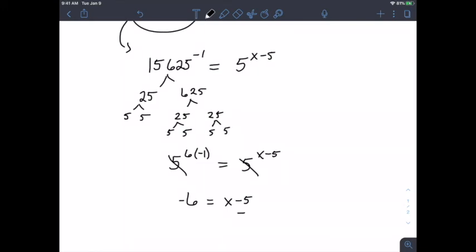Now I'm going to solve it like normal. How do I move the 5? I'm going to add it to both sides, cancel on the right side, x equals negative 1, and there's my answer.